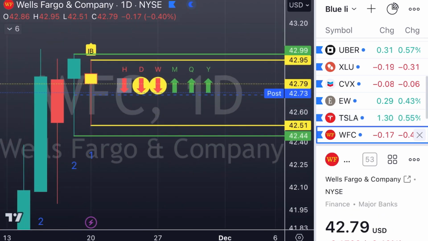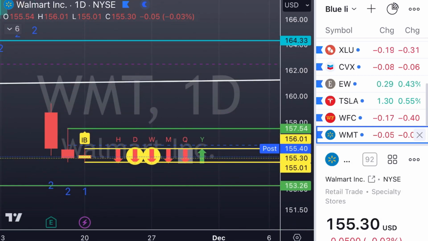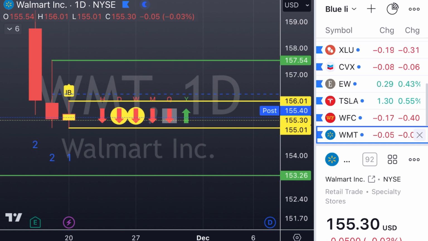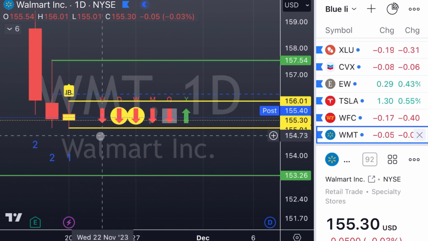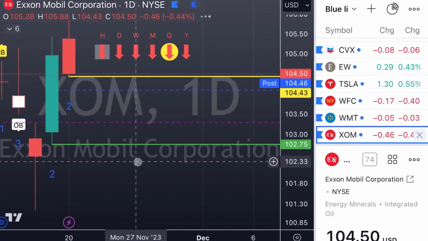So calls to 42.95, puts at 42.51. Walmart, another inside bar. So you can look for calls there at 156.01. But we've got this time frame continuity all pointing downwards. So we can look for those puts at 155.01.